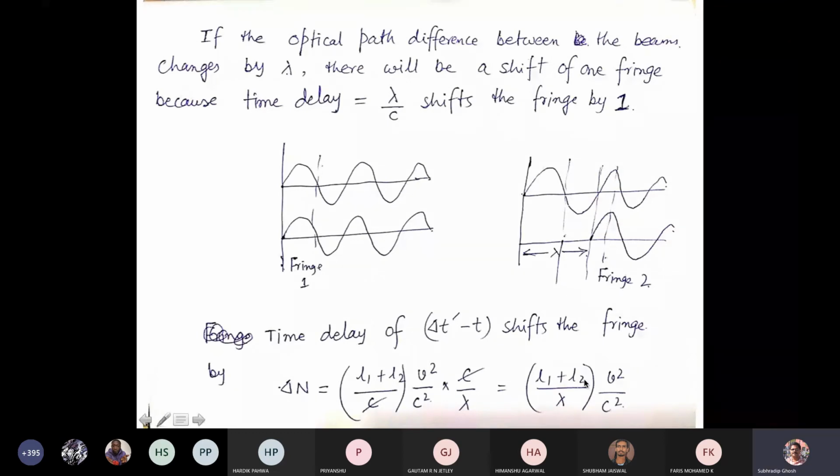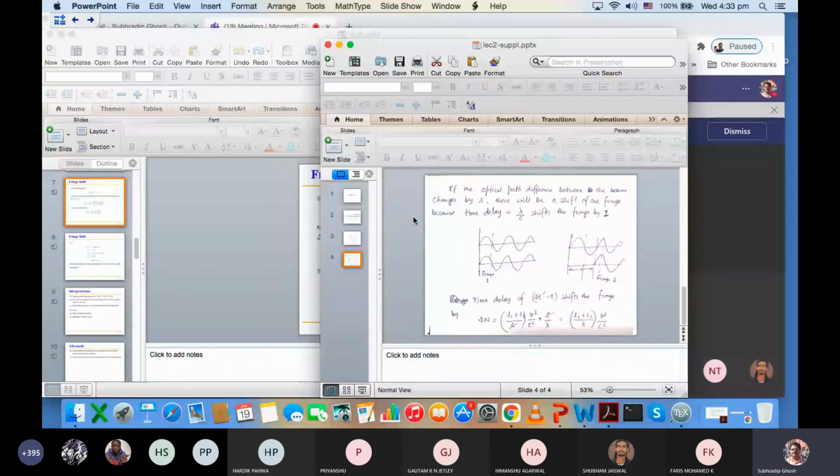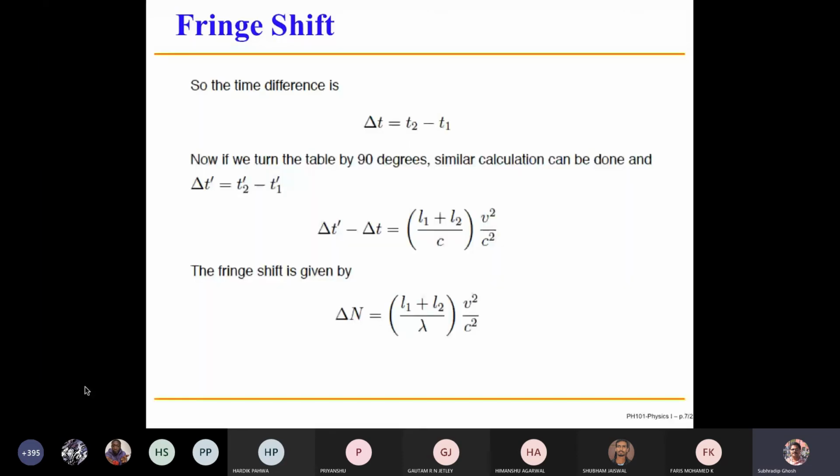So therefore, there should be a fringe shift due to these different velocities of light in different directions, which are due to the fact that there is an ether frame in which light also travels, and the velocity of light is not constant, just like all mechanical waves. So the fringe shift is given by this relation.